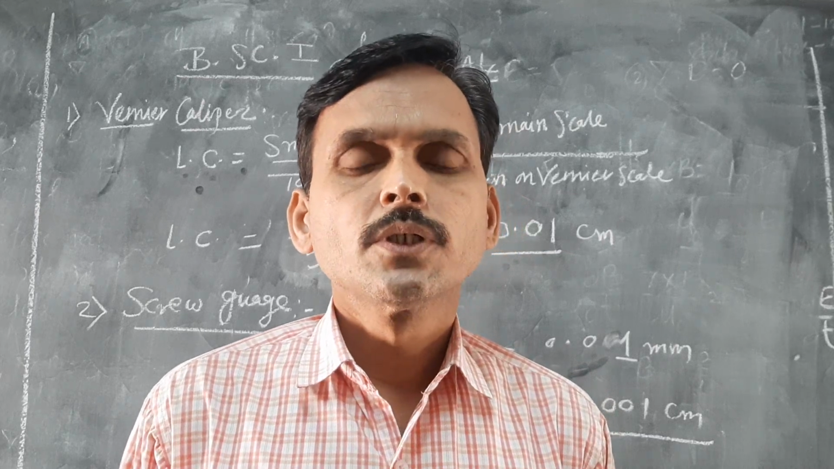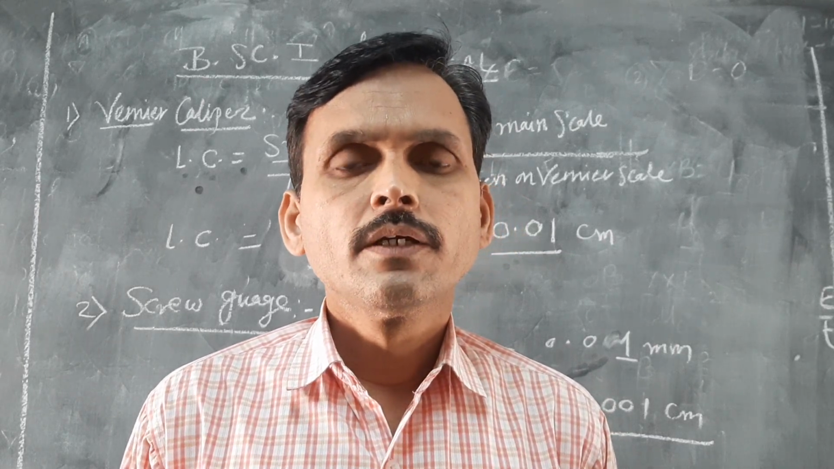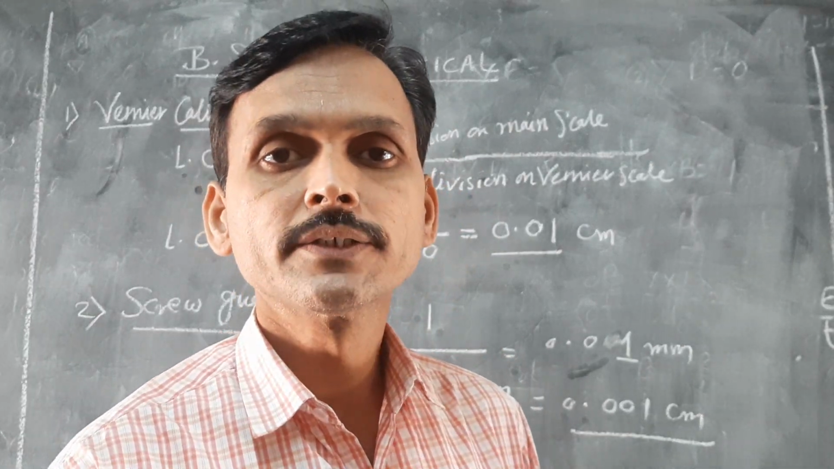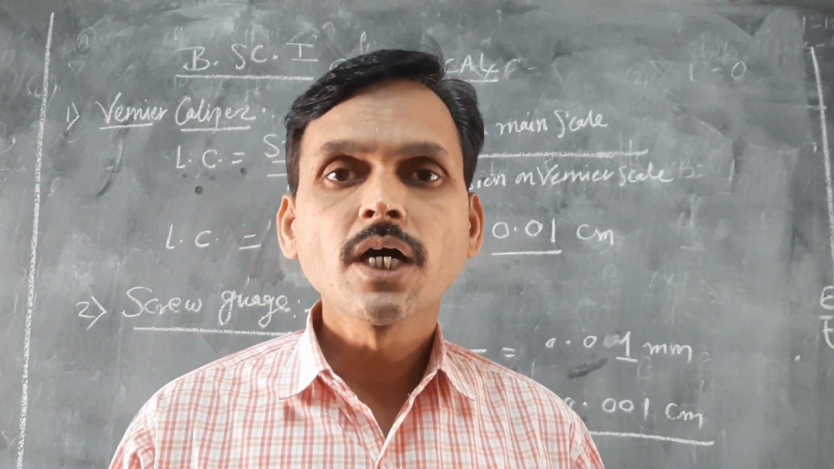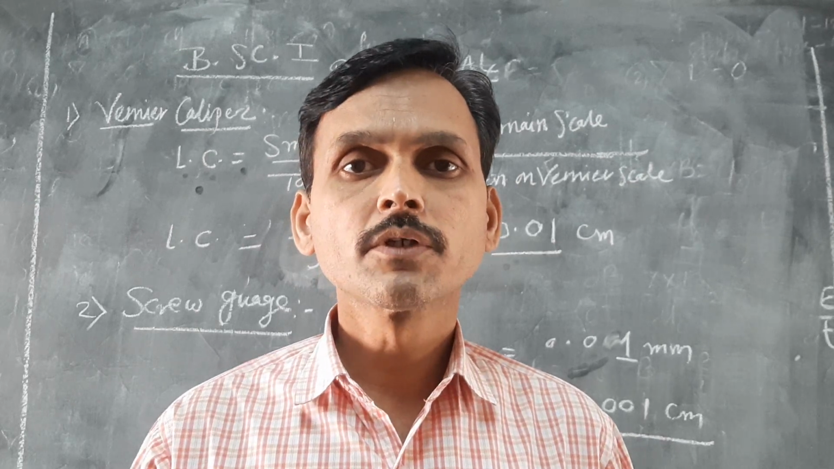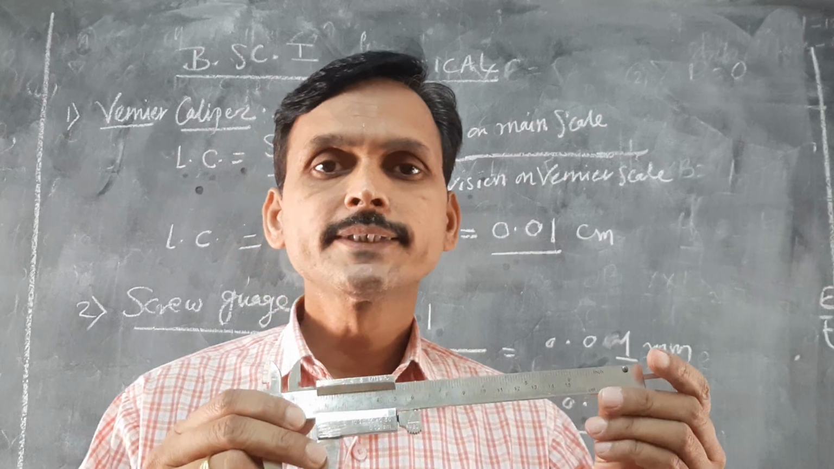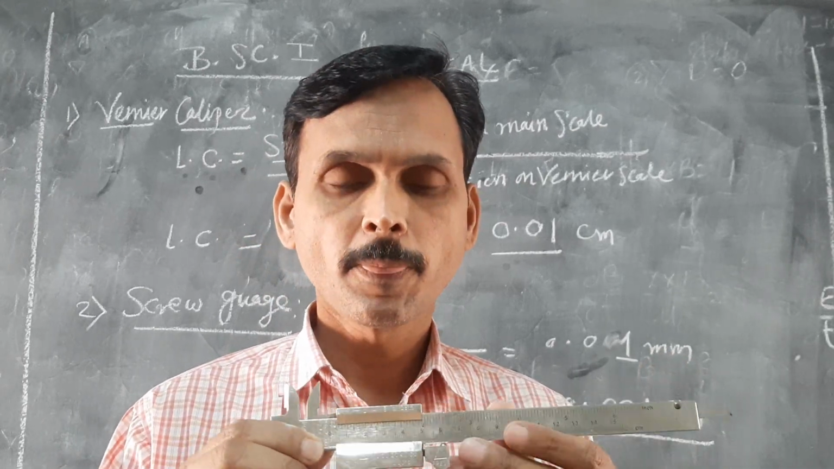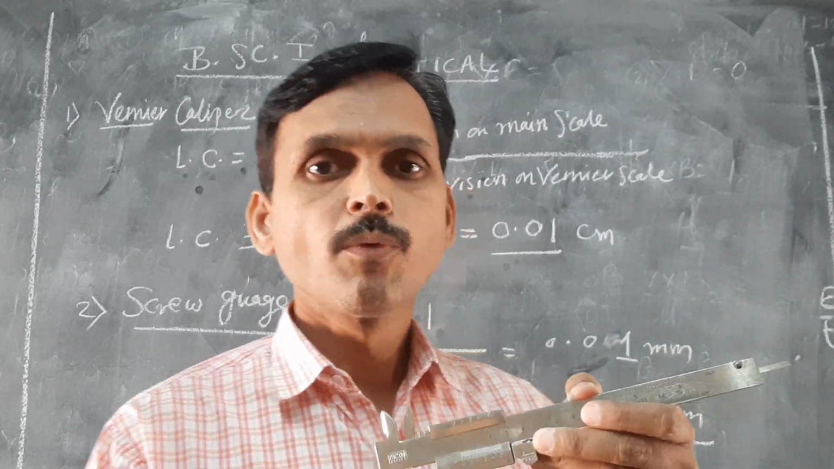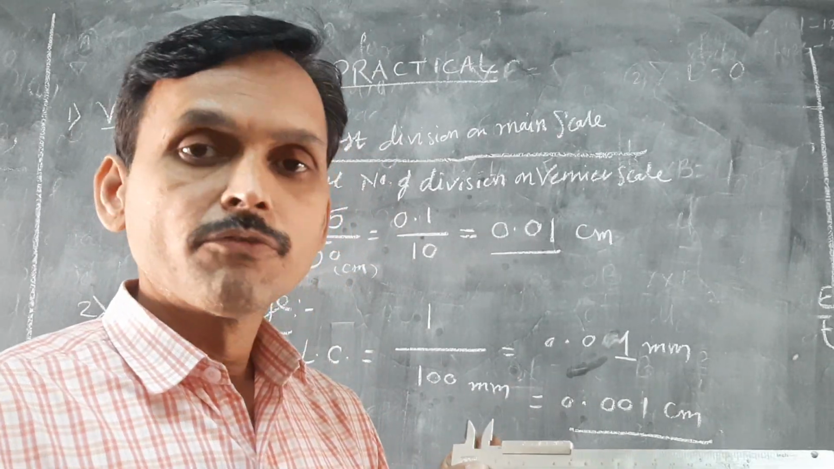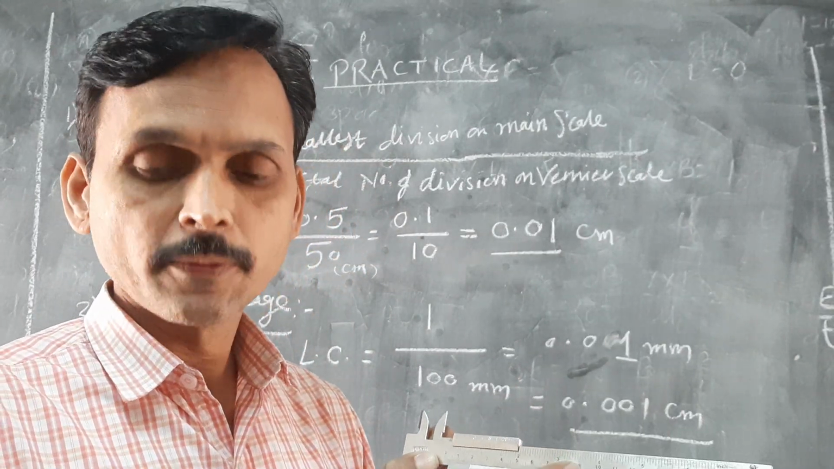Dear students, today we will try to understand two very important instruments which are useful in our physics practical. The first instrument is the Vernier caliper. This Vernier caliper is an instrument which has two scales.